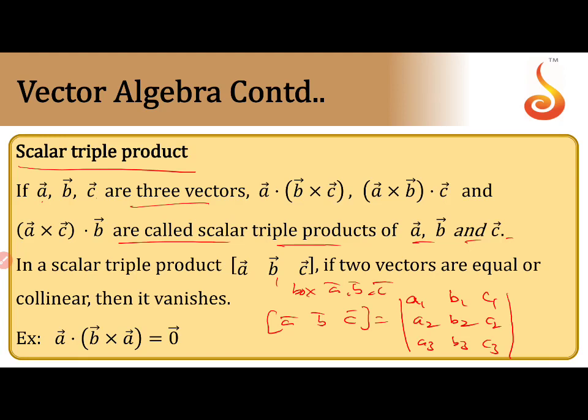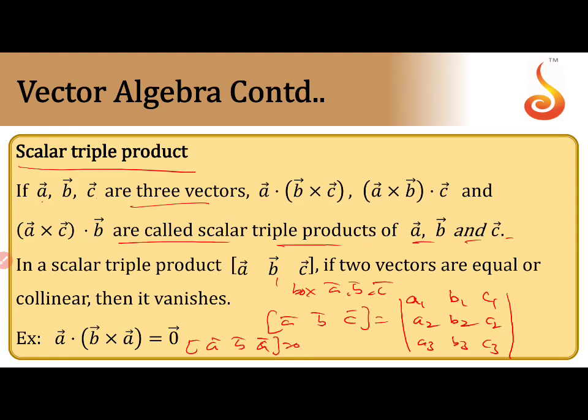If you find A dot B cross C, or if you find the determinant, it gives the same answer. So A dot B cross C and A cross B dot C are both equal only to box ABC. Next, A dot B cross A equals 0. That is nothing but box A, B, A equals 0. Box is nothing but a determinant. If two rows or two columns are identical, the value of the determinant is 0. Same here, if two vectors are identical, the value of box is 0 only.